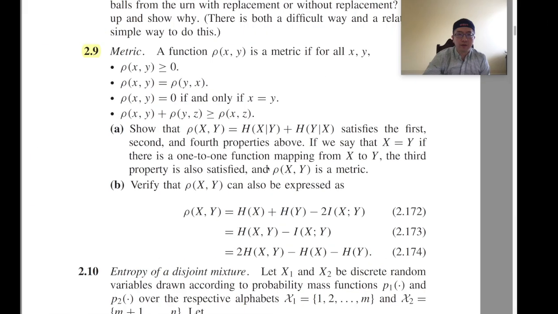Okay, so here, let's see. The first one is to show this is bigger than or equal to 0. That is pretty straightforward, right? The first one is rho of x, y equals H of x given y plus H of y given x. And we know each part is bigger than or equal to 0, therefore that is bigger than or equal to 0. It's a very simple argument.